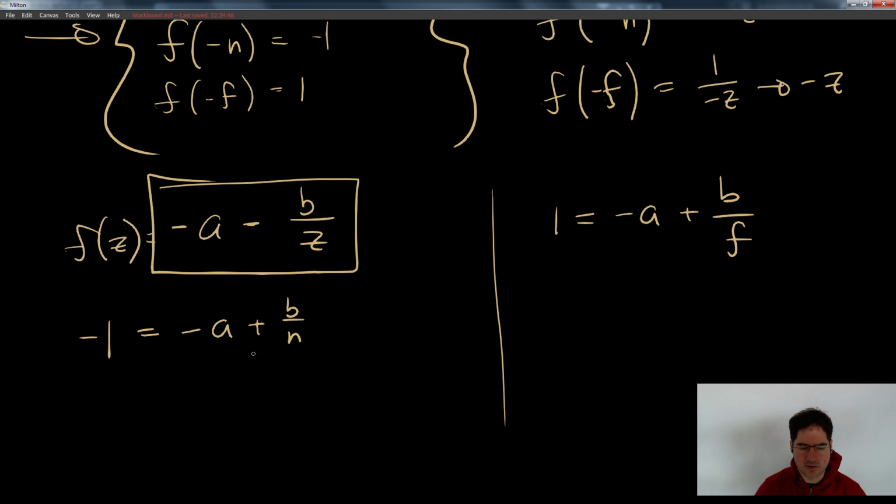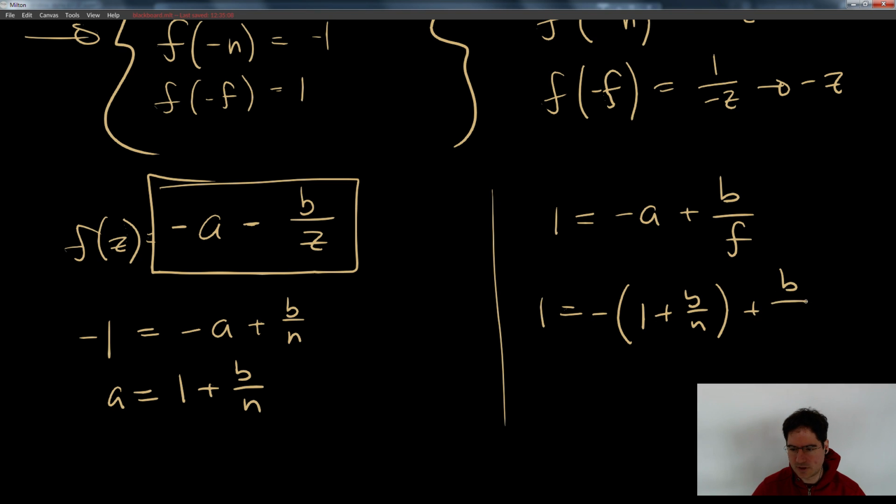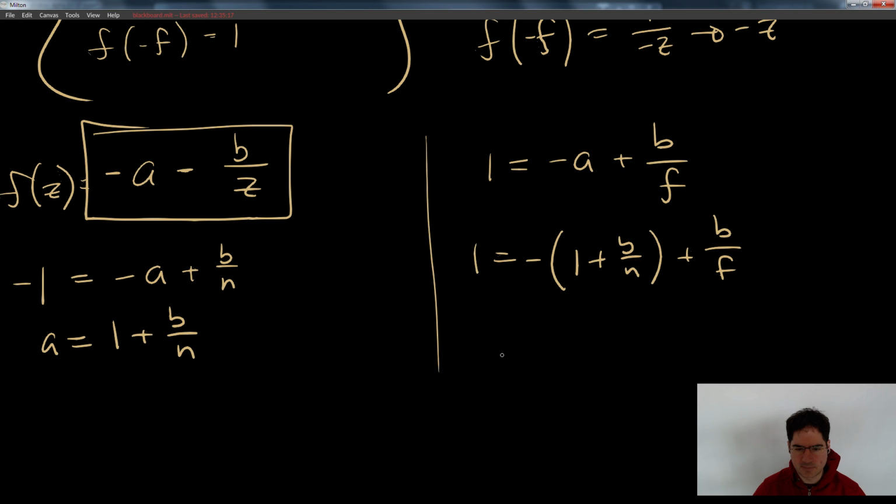And so then solving these, swap the a with the 1, and you'd get 1 plus b over n is your term for a, right? Just swap those two. So each one becomes plus. And then when we sub that in here, we'd get 1 equals negative 1 plus b over n plus b over f, right? Because in this case, we just have to swap this in here. Otherwise, everything else stays the same.